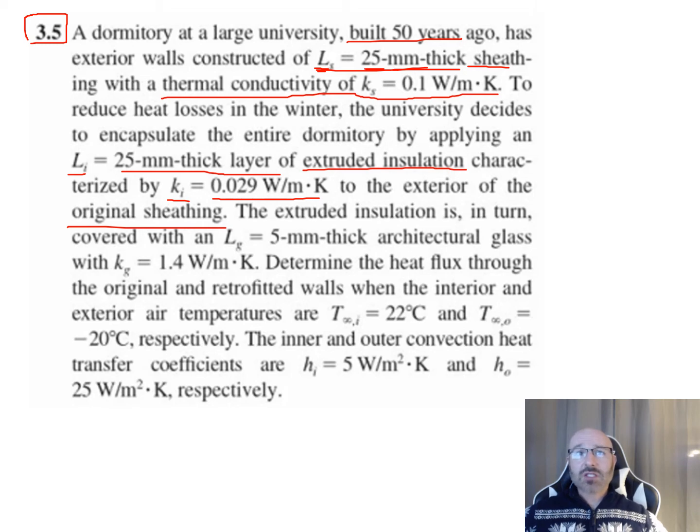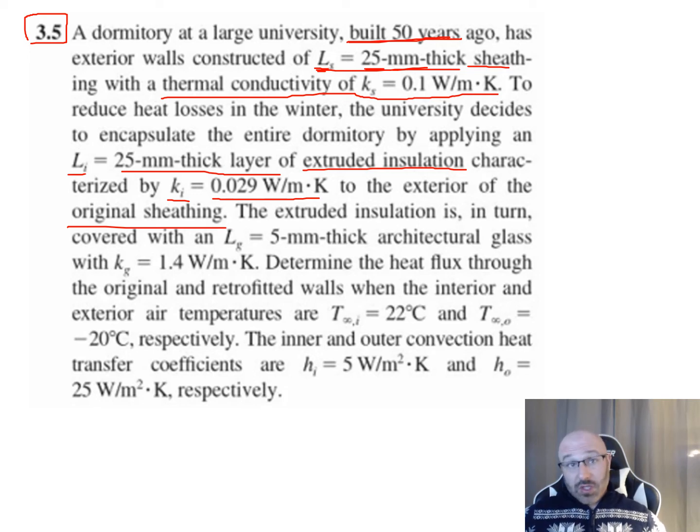So now it makes sense, if we go back up, why they say this was built 50 years ago. It's just not very well insulated. So as a workaround to save energy costs or whatever it may be, they decided to add this extra extruded layer of insulation around the whole outside and wrap the building.